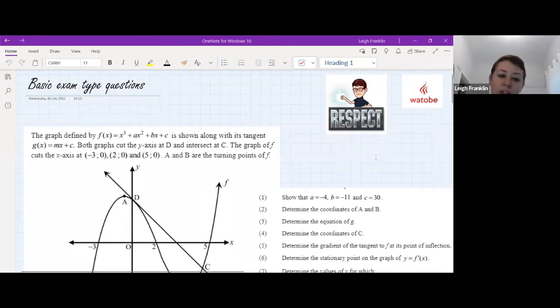This first question is not something that I've done with you, but it should be something that your teachers have done with you. So what I want to have a look at today is the basic types of exam questions that we would get and be expected to be able to answer on this section.